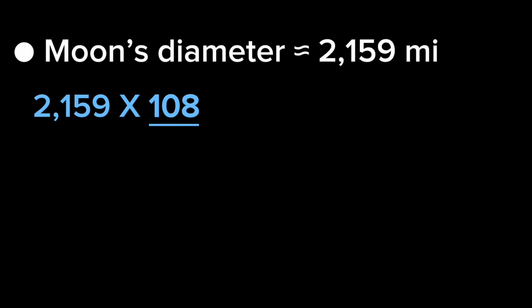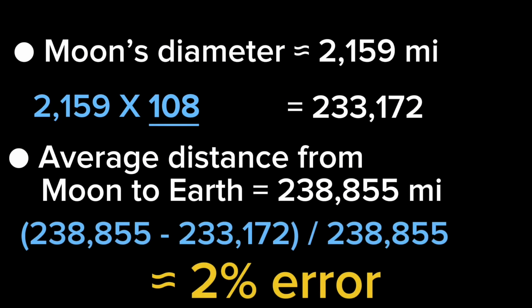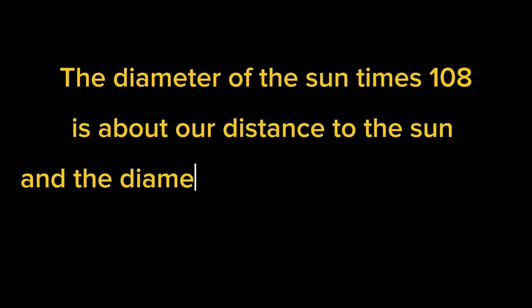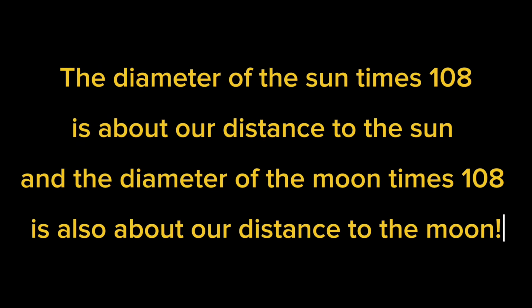Similarly, if we take the moon's diameter, which is about 2,159 miles, and we also multiply this by 108, we get 233,172. The average distance from the moon to the Earth is a little more at 238,855 miles, but that is still only a 2% difference. So to summarize, the diameter of the sun times 108 is about our distance to the sun, and the diameter of the moon times 108 is also about our distance to the moon.